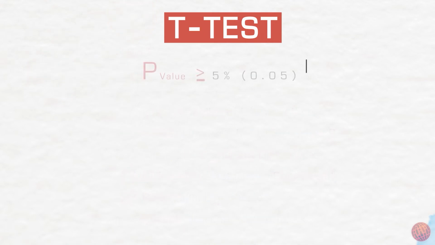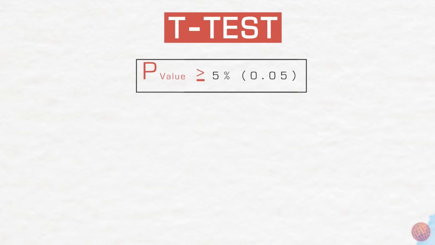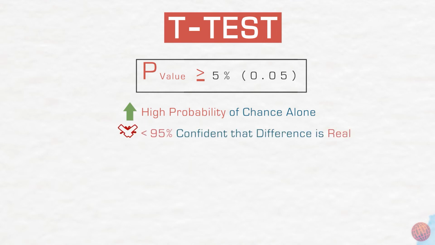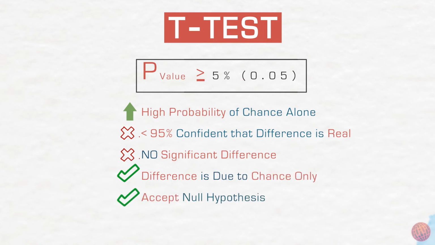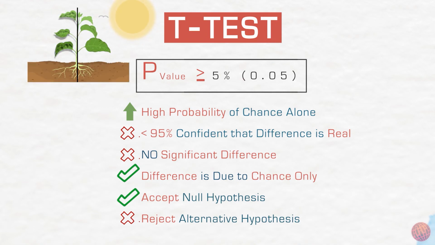If the p-value is more than 5%, which is 0.05, this means that there is high probability that chance alone could produce the difference. This means that we are less than 95% confident that the difference is real and not due to chance. So we can conclude here that the difference between the two groups is not significant and is probably due to chance only. And accordingly, we accept the null hypothesis and reject the alternative hypothesis. In our experiment for leaves, this means that there is no significant difference between the mass of leaves in shade and the mass of leaves in light.